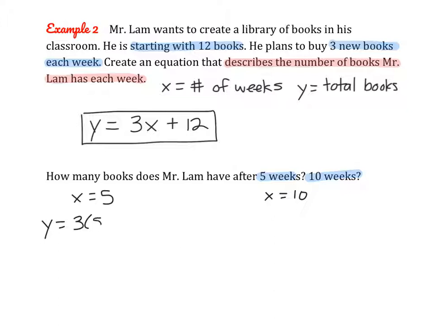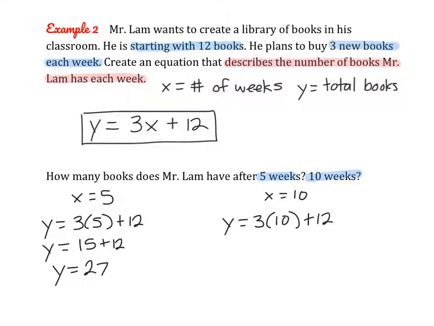So we have 3 times 5 plus 12. We always multiply first, so 15 plus 12, which is 27. And then let's substitute x equals 10. 3 times 10 plus 12. Here we have 30 plus 12, which equals 42.